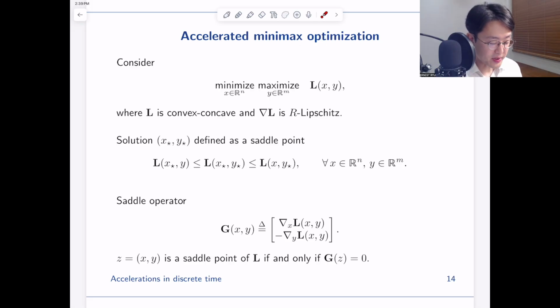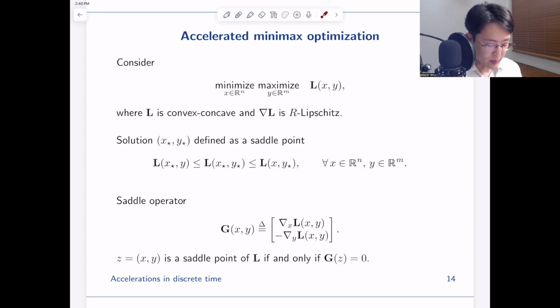A solution in a convex-concave minimax optimization problem is defined as a saddle point. We say (x star, y star) is a saddle point, is a solution, if unilaterally changing x will only serve to increase the loss value, which is undesirable because we want to minimize with respect to x, and unilaterally changing y will only serve to decrease the loss value, which is undesirable because we want to maximize with respect to y. To put it differently, a solution is defined as a pure Nash equilibrium.